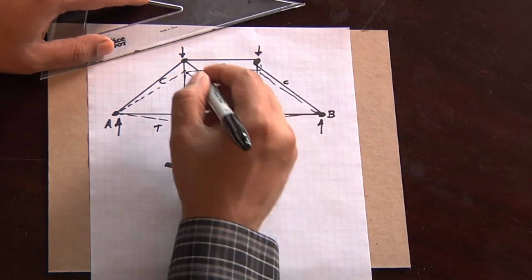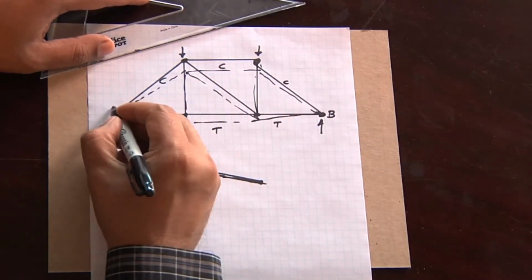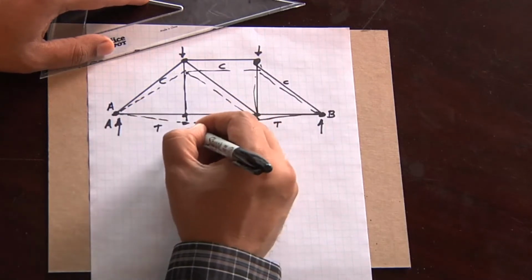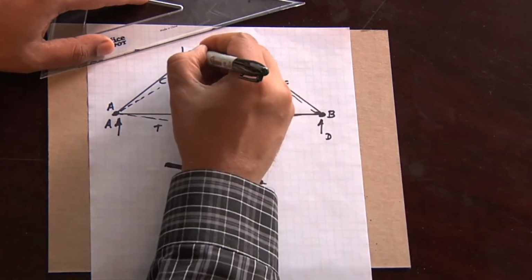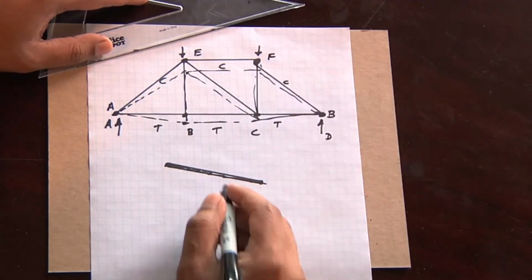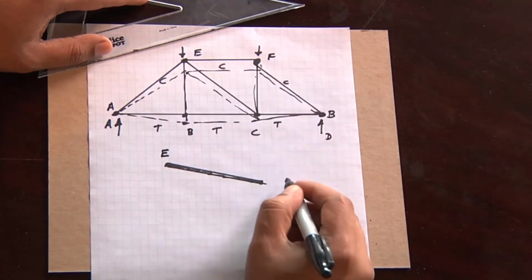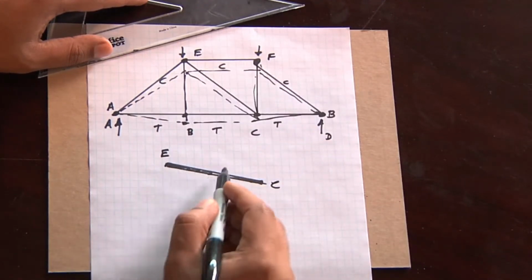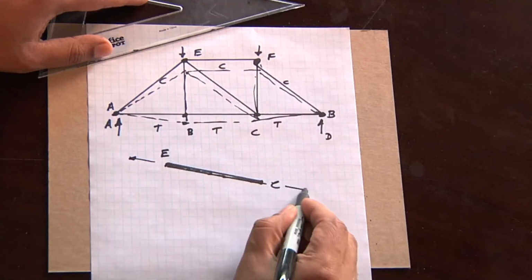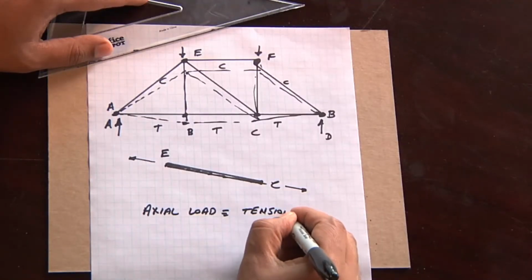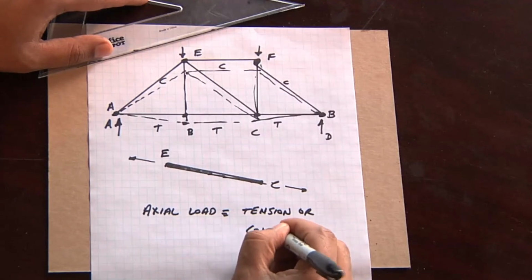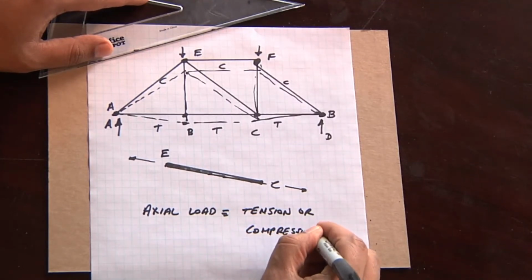So this member here, and I'll put some labels on here so we can talk: A, B, C, D, E, and F. For chord E, C, for example, the load is purely axial. Every truss member has only axial load, which means it's either tension or compression. Tension meaning that it extends, compression meaning that it compresses.